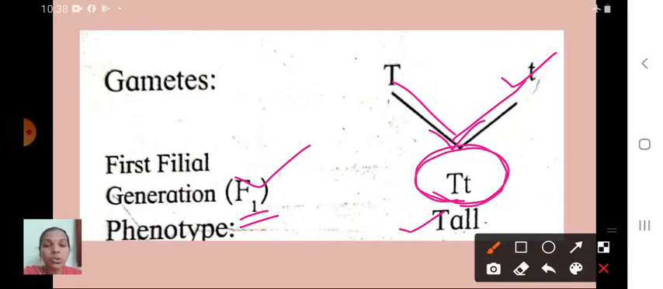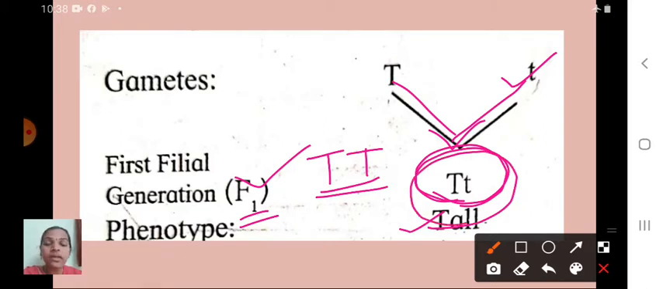The parents were also one tall and one dwarf, isn't it, children? The genotype of that parent is capital letter T, capital letter T. But in the F1 generation, the phenotype is tall, and the genotype is capital letter T, small letter t. Understood now?